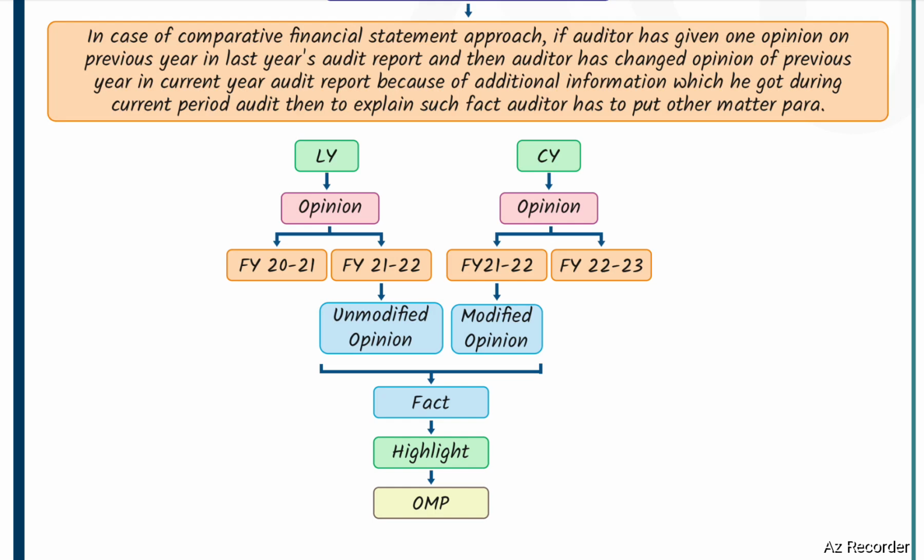For 21-22, he has expressed an unmodified opinion. In the current year, he has expressed opinion for 2 years, financial year 21-22 and financial year 22-23. In case of financial year 21-22, he has expressed a modified opinion. In the last year, he had expressed an unmodified opinion. In the current year, he has modified his opinion. Such fact should be highlighted in the other matter paragraph.